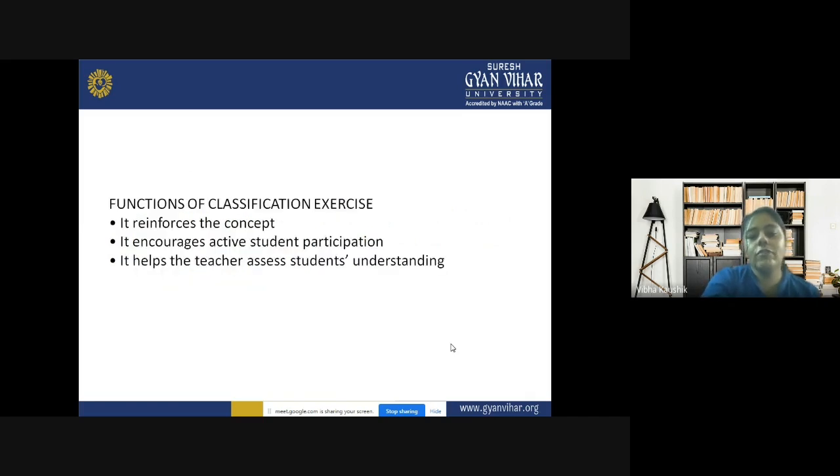Now, functions of classification exercise. It reinforces the concept. It encourages active student participation, means the students are actively involved in that. It helps the teacher assess students' understanding. Means it will help the teachers to know how much the students have understood that particular concept.